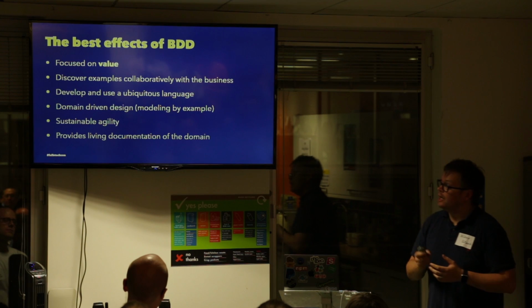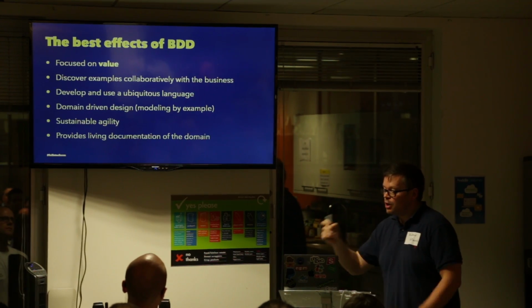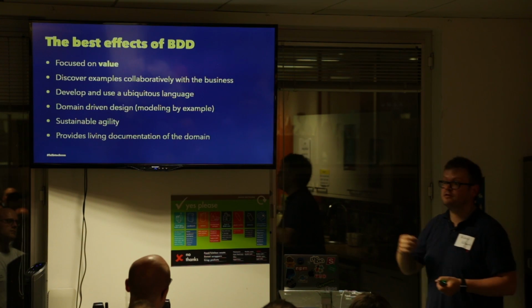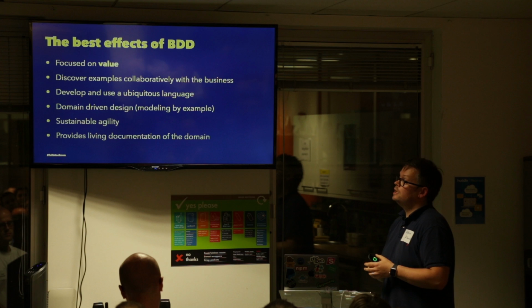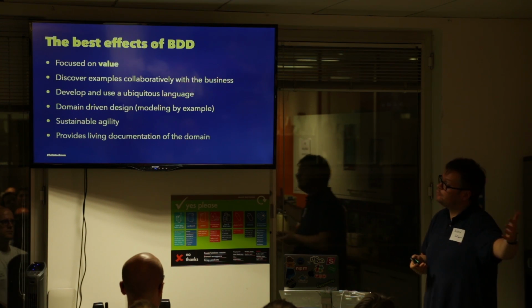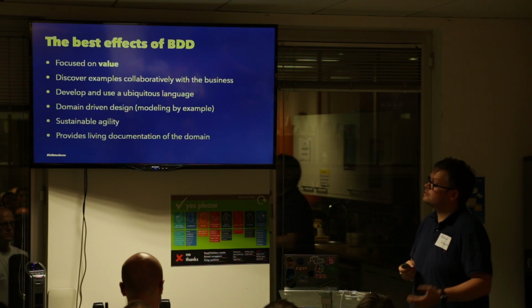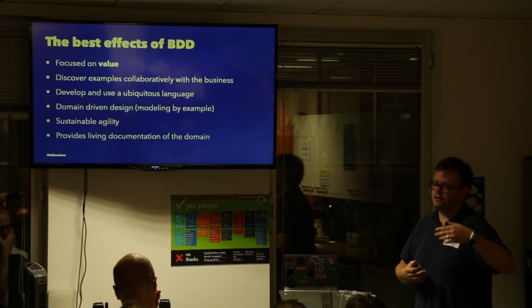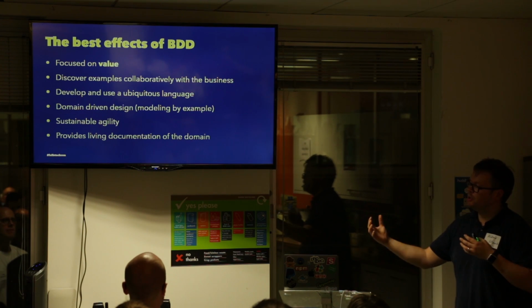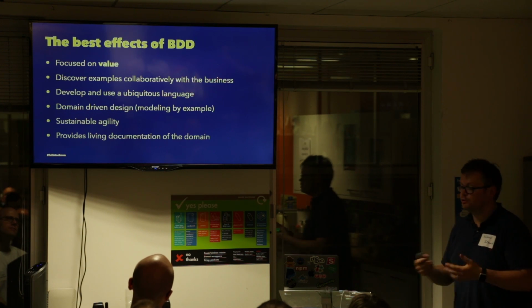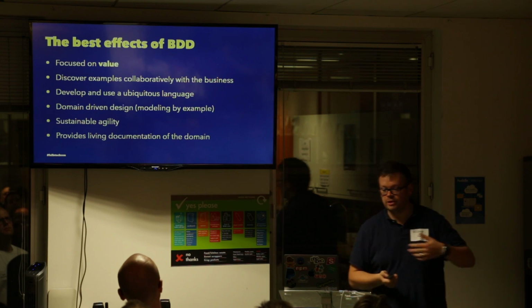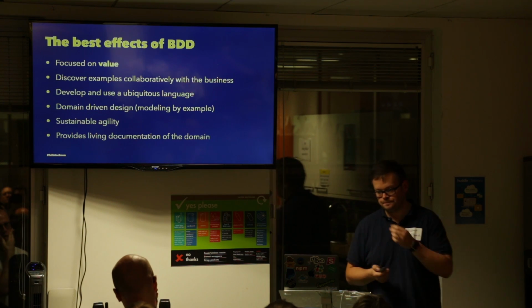But the best effects, and the thing that I've seen the most benefit from, is the focus on value. So every feature becomes focused on delivering something to the end user. Whether that's your NPM module, you're focusing on what problem am I trying to solve, or whether that's a feature for your business, you're focusing the stakeholders and the development team on that value proposition. And building that collaborative, shared vocabulary, the ubiquitous language, is absolutely key. And sustainable agility, or the ability to encompass change without effect.